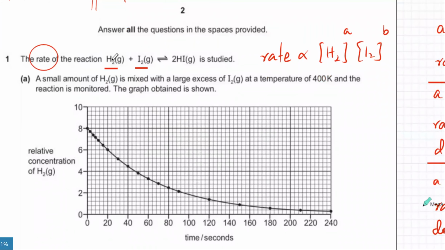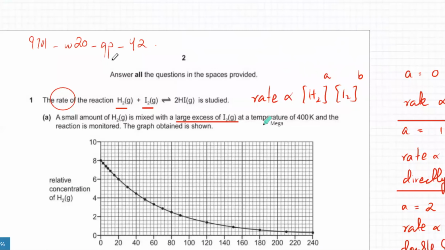The first thing is, he's asking why did he use a large excess of I2? Like, what's the purpose of using it, how does that help if you use a large excess of I2? Anyone?